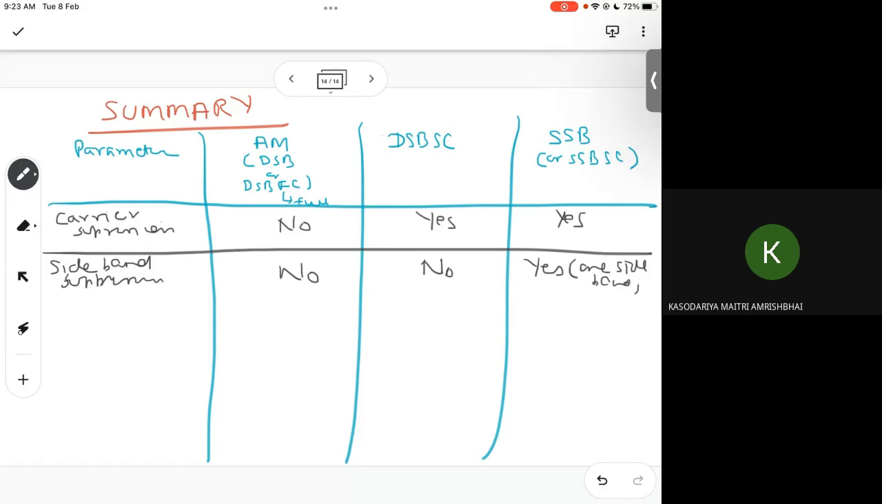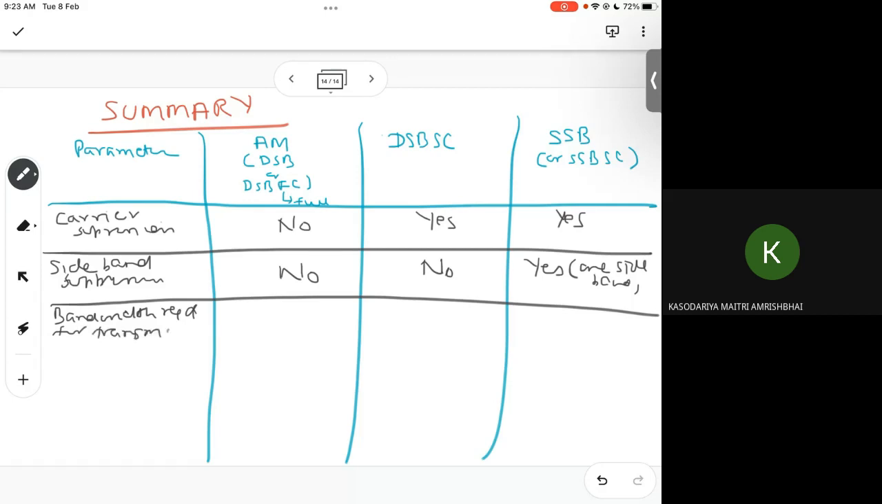And then we talk about the bandwidth required for transmission. Here it is twice of fm. Here also it is twice of fm. Here it is fm.